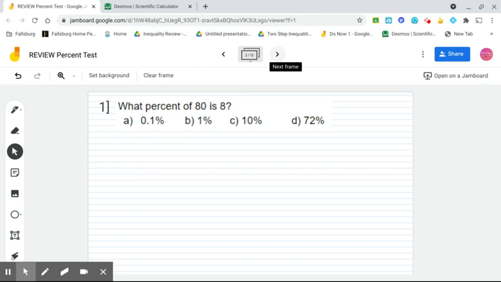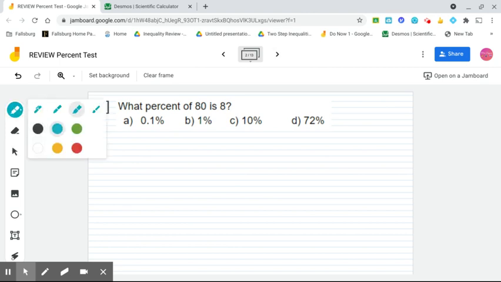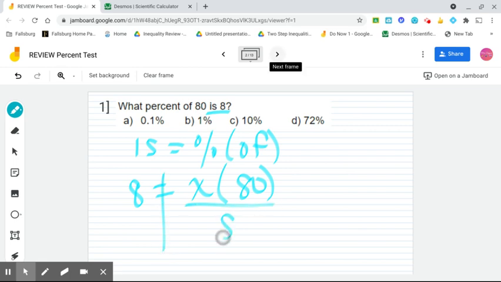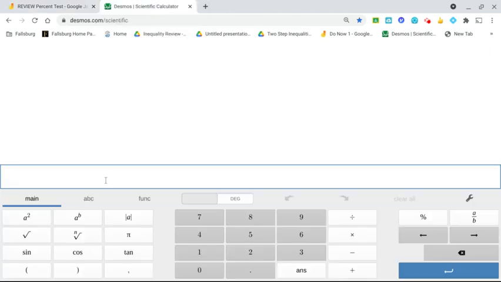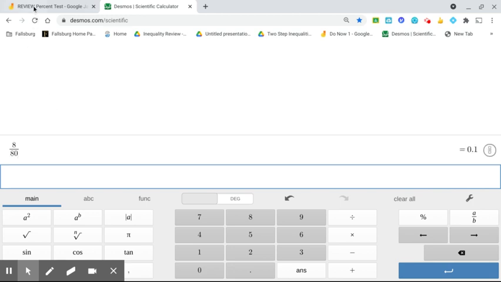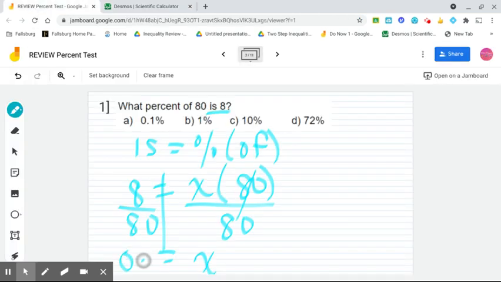What percent of 80 is 8? So here we're going to use the percent equation. Is equals percent times of. So is 8, percent we don't know, of is 80. In order to solve this, we're going to divide both sides by 80. So x is equal to, well, we got to go to Desmos and do 8 divided by 80. And we get 0.1 as our answer.